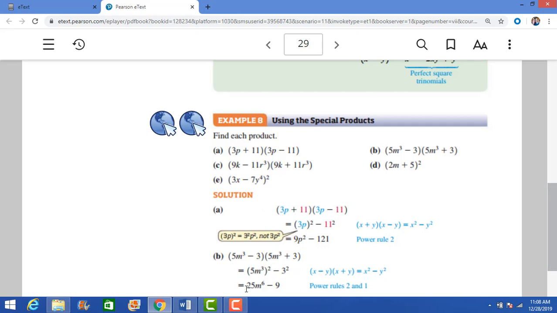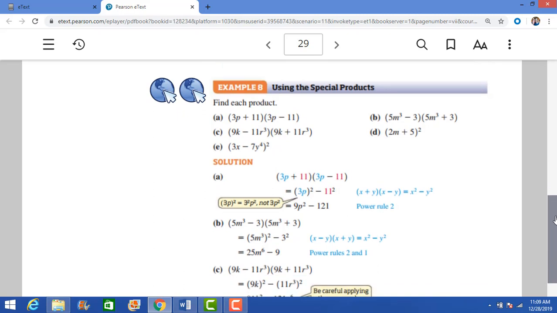We get this: 25m to the 6th power minus 9. Okay. Now, same thing here. We've got the same thing. So again, all we're going to do is use the difference of two squares. So it's going to be 9k quantity squared, and it's going to be 11r cubed quantity squared, and we're going to take the difference of those two and then simplify. Like so.